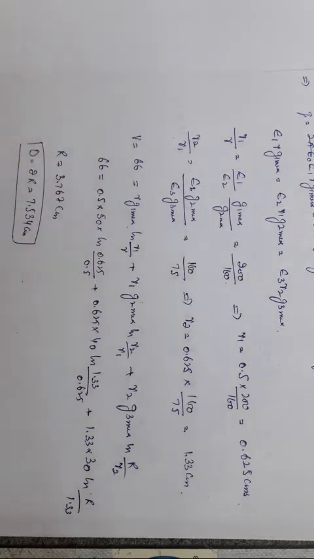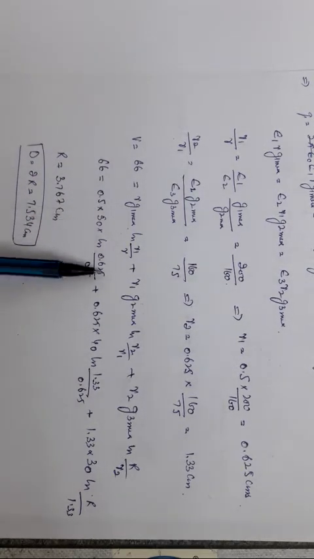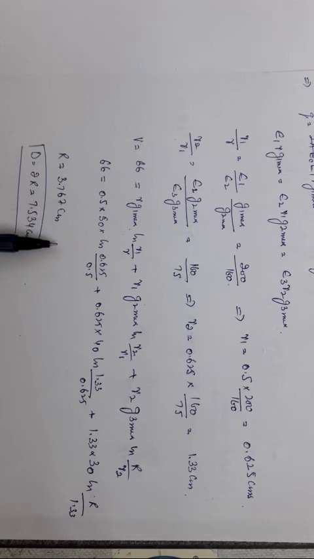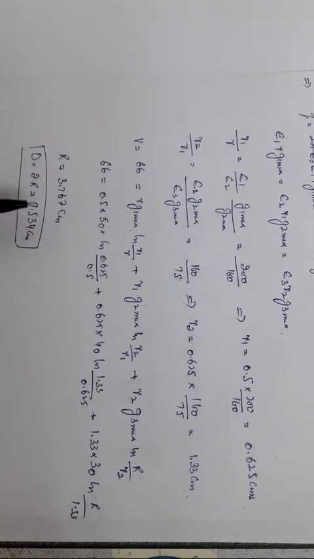So finally, here we are given the known values. This is known, this is known, this is known, all quantities known. In this equation only R is unknown. From this, R can be calculated as 3.767 centimeter. D is equal to 2R, that is 7.534 centimeter.